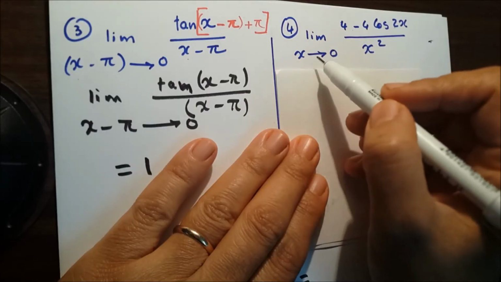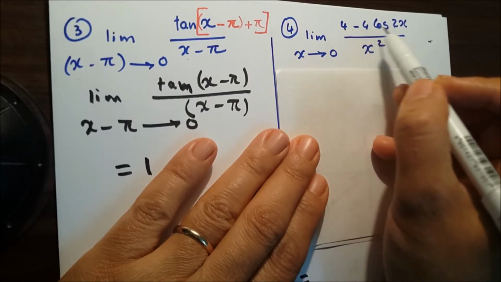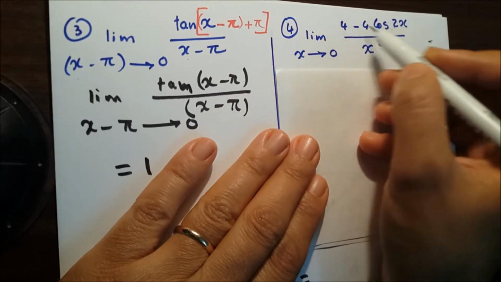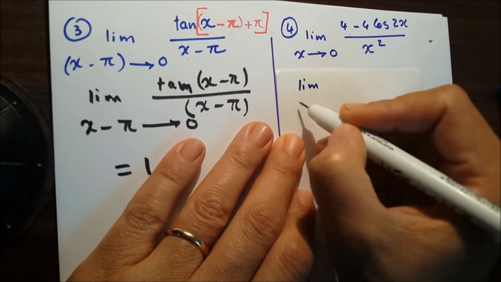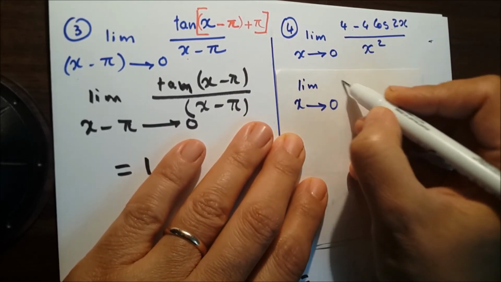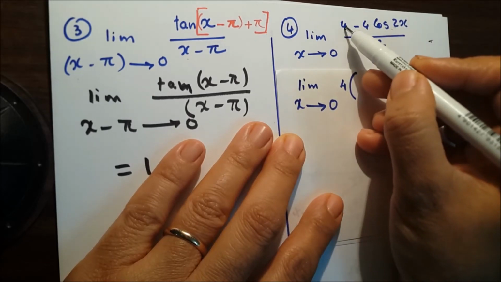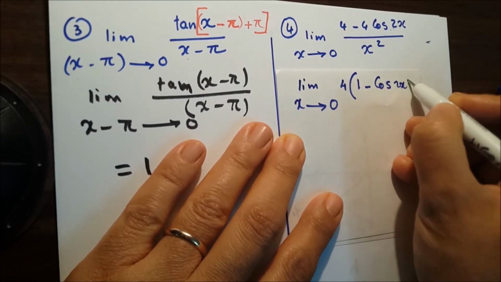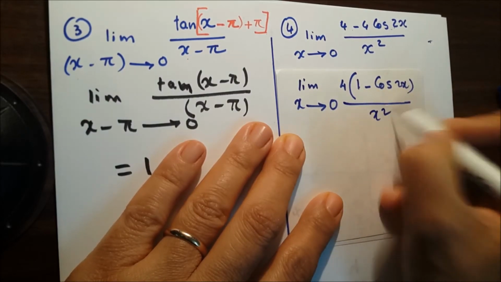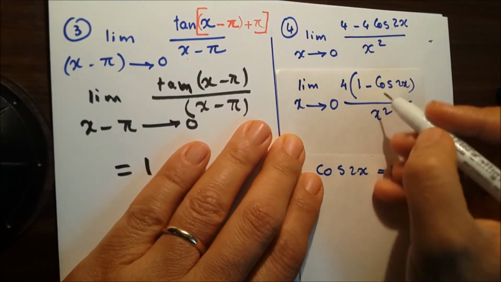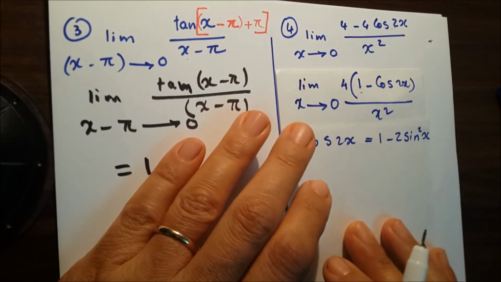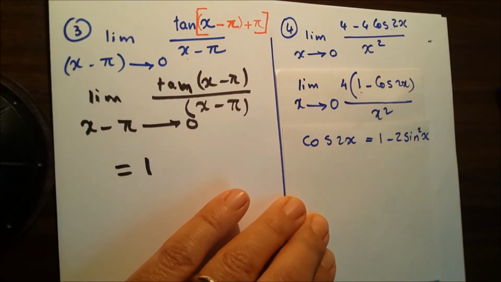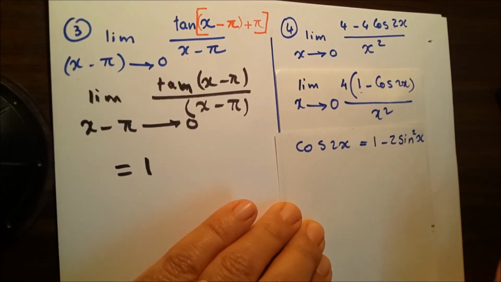Number 4. Limit as x tends to 0 of 4 minus 4 cosine 2x over x squared. We're going to take out 4 as a common factor. So the limit as x tends to 0 of 4 times, dividing each term by 4, 1 minus cosine 2x over x squared. For 1 minus cosine 2x, we can use the trigonometric identities of the double angle, because we have 2x, to rewrite this expression in terms of sine x.